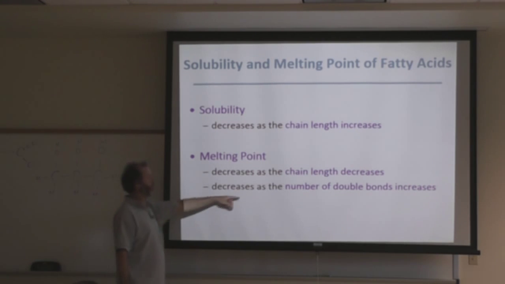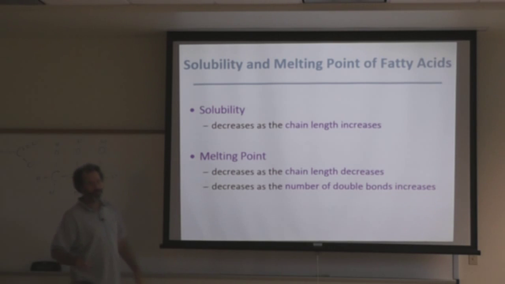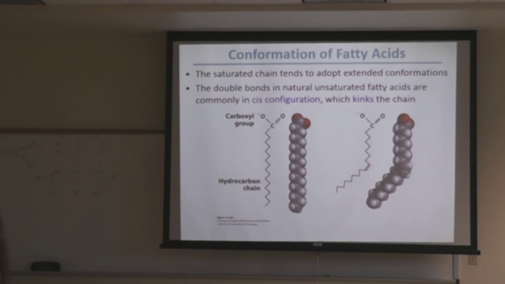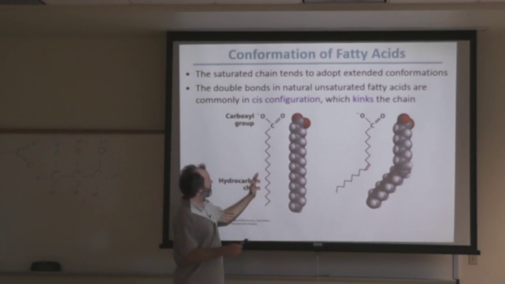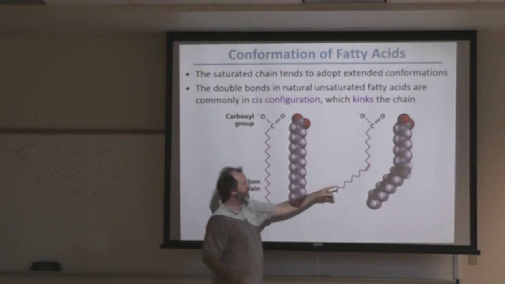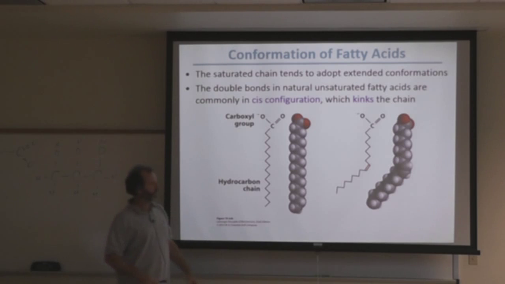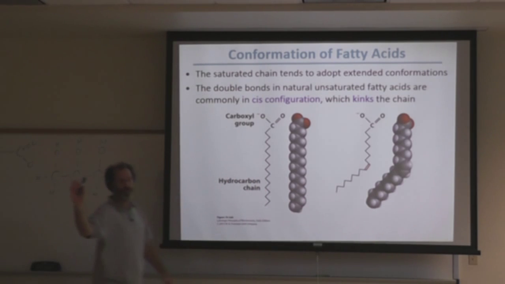So as you increase the number of double bonds, it also decreases the melting point. Anybody have any ideas why that is? Well, it's more rigid, but also it's cis, so it has a kink, right? Whereas these long straight chains can pack really close together, and they complement each other quite nicely. If you have some of these stuck in there, they can't pack as closely, because the double bond is causing a bend.